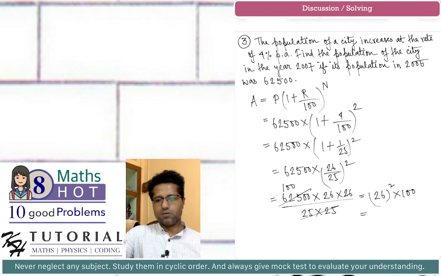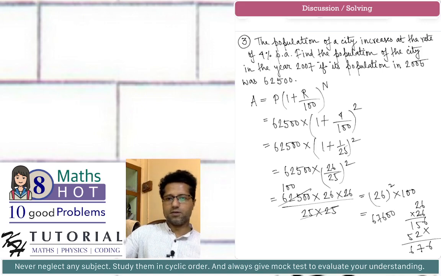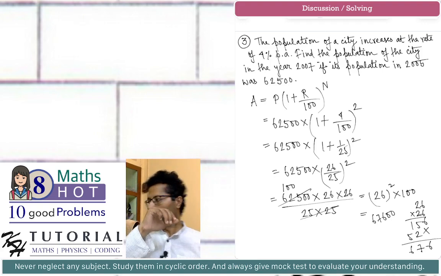This is equal to, how much is 26 square? 676. 67,600 should be the population in 2007.